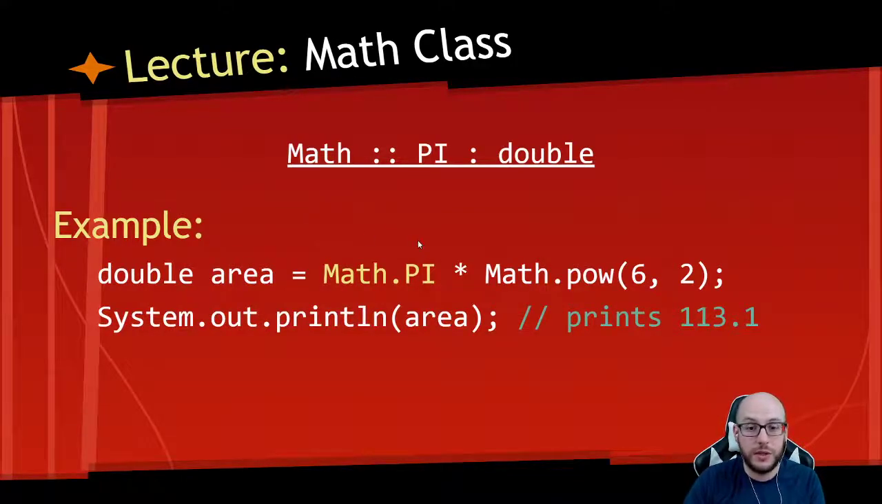Here's an example of me using pi. It's coming out of the math class, right? And I'm saying pi here, I'm multiplying it by whatever Math.pow returns. So here, Math.pow of 6 and 2, this is 6 squared, and so we're multiplying those values to get our area. I'm saving those in, and we get something close to this.